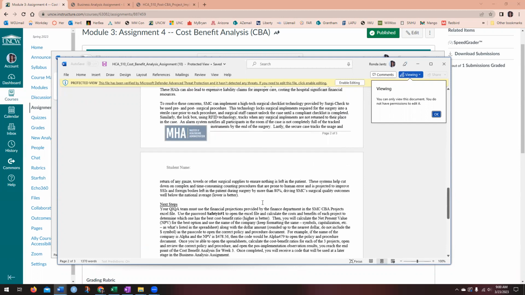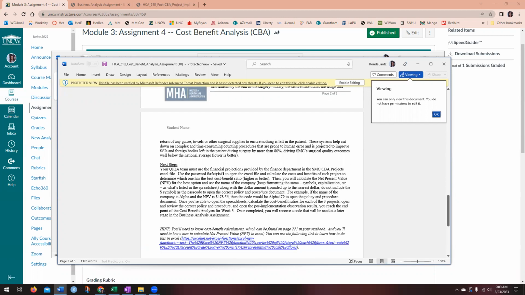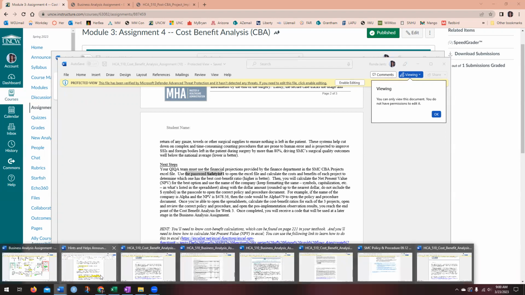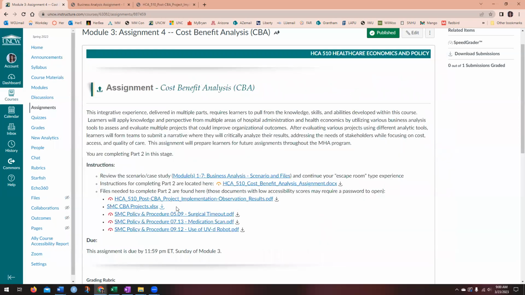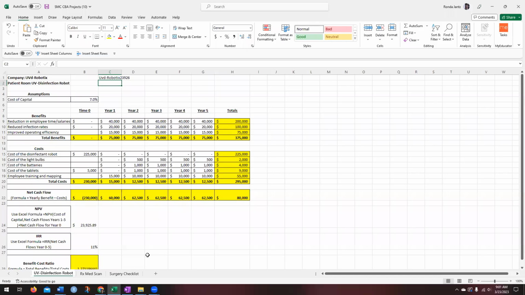So obviously something that you've probably heard of in the past. We have to make sure it's cost effective. So it's going to give us our first password right here in next steps. I also detail that in my hints and helps. So we're going to get into this next spreadsheet right here with that password that we just looked at. So we are going to open this guy up right here. I have it opened already for you.